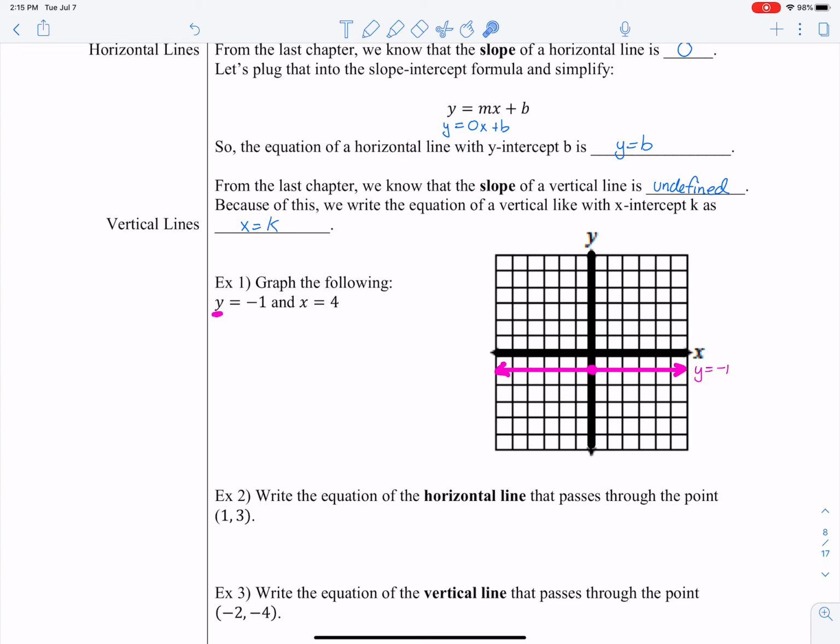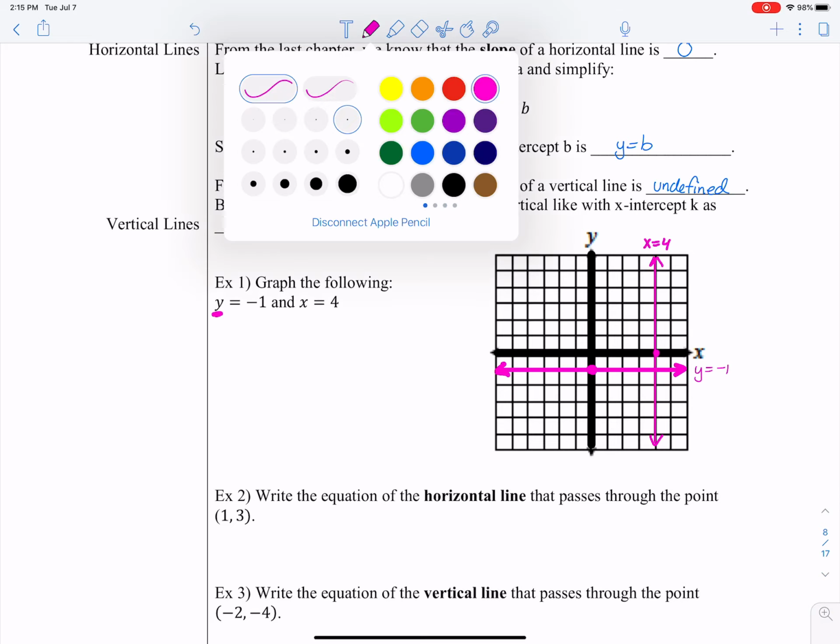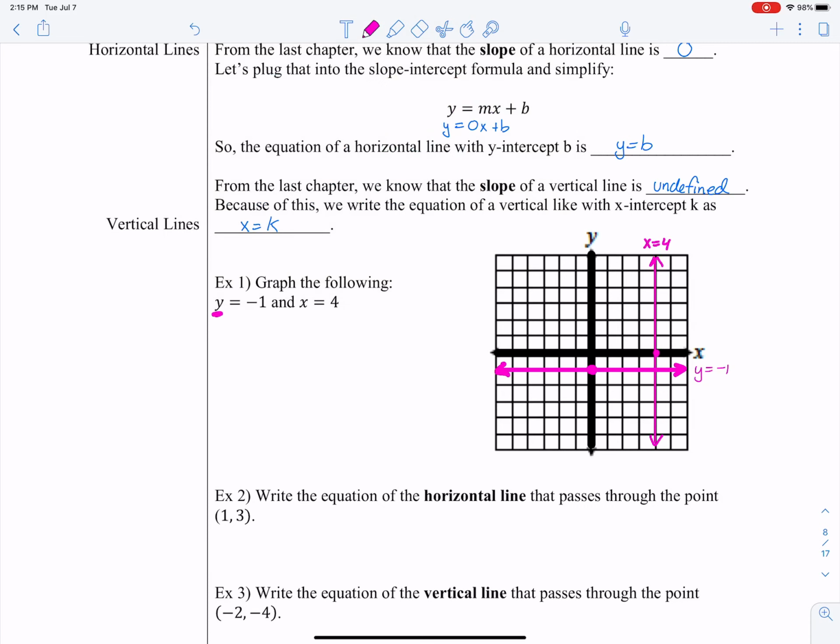Okay, so anytime you just have y and then a number, you know you're going to draw a horizontal line at that number. Next, we have one that starts with x and then a number. So that's going to be a vertical line. So 1, 2, 3, 4. We'll draw a point here. And then I can draw a line at this point. And this is x is equal to 4.